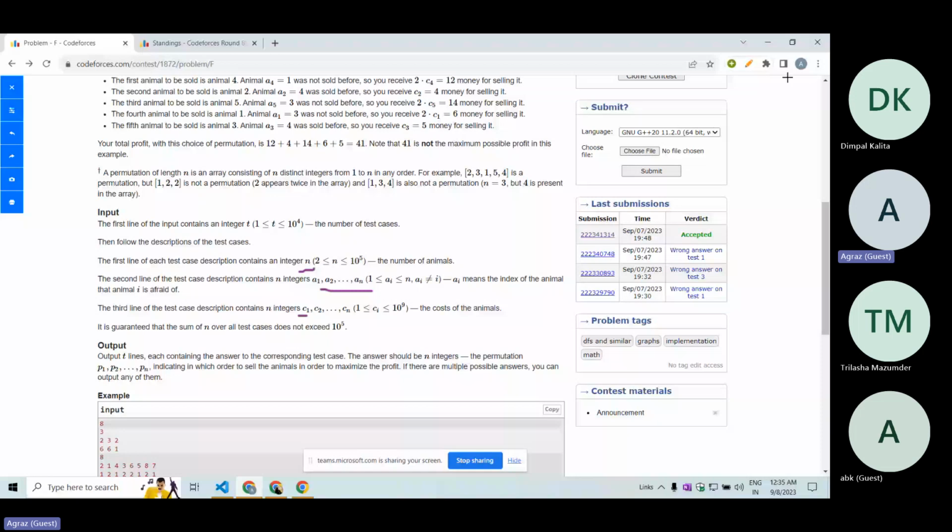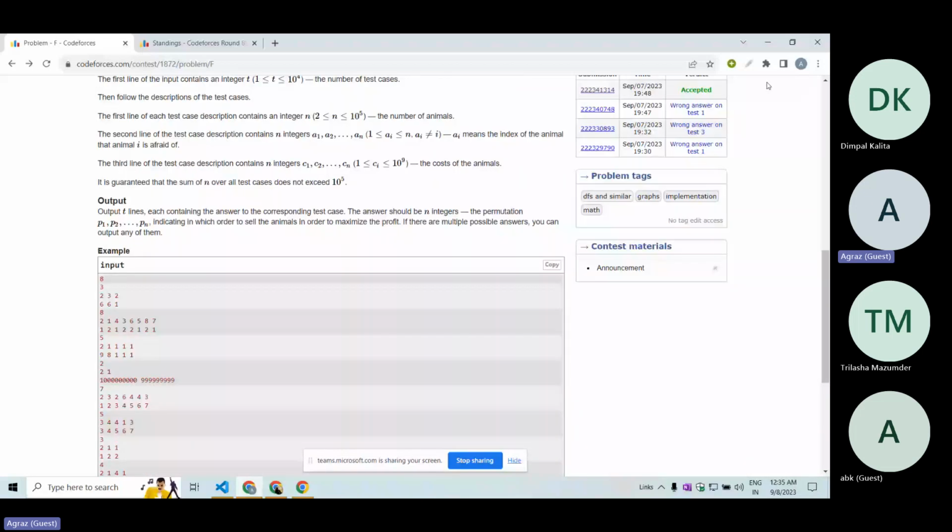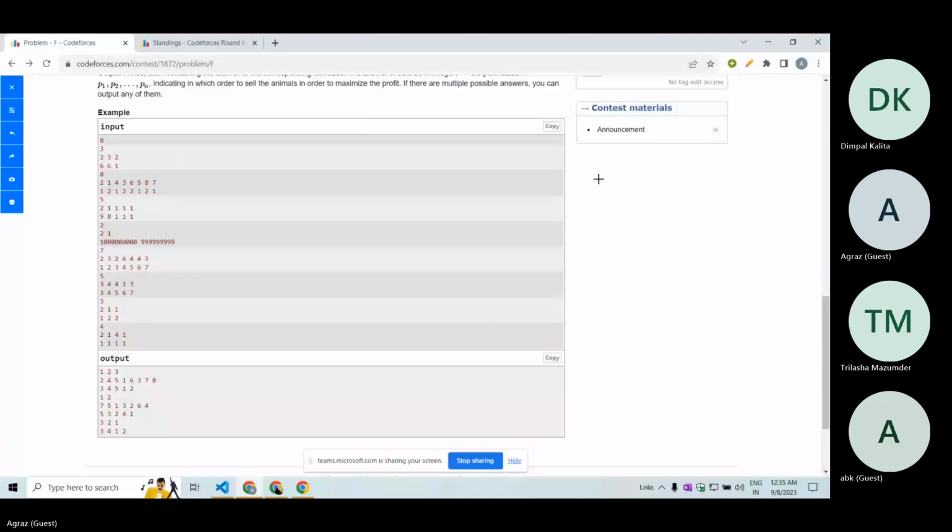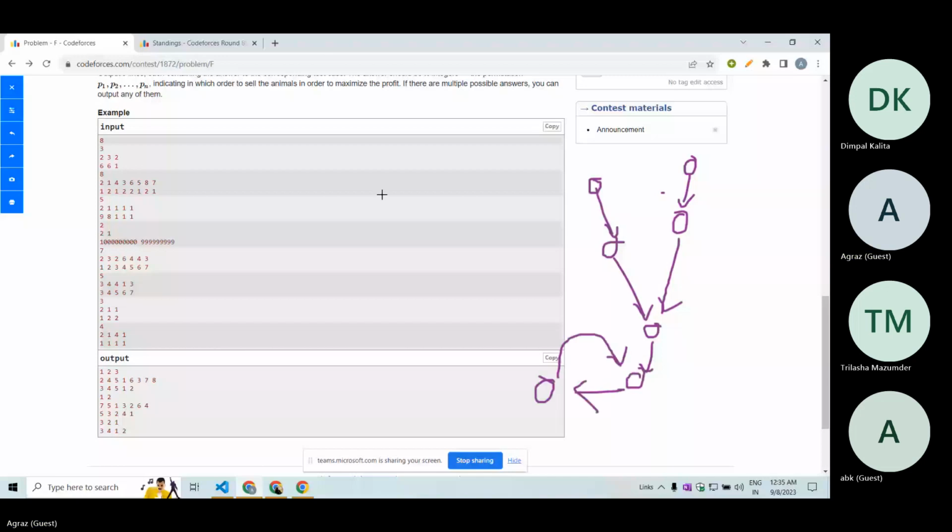Now, to approach the solution, we first have to think of an example. Let's see an example like this. Some nodes are given: it is 1, 2, 3, 4, 5, 6, 7.